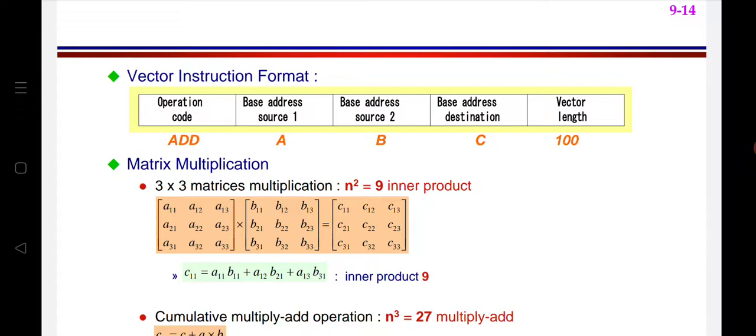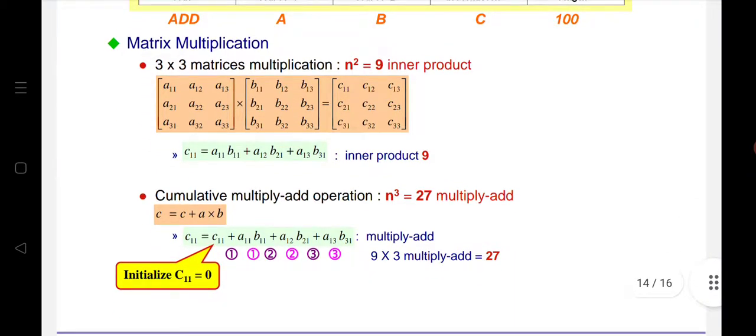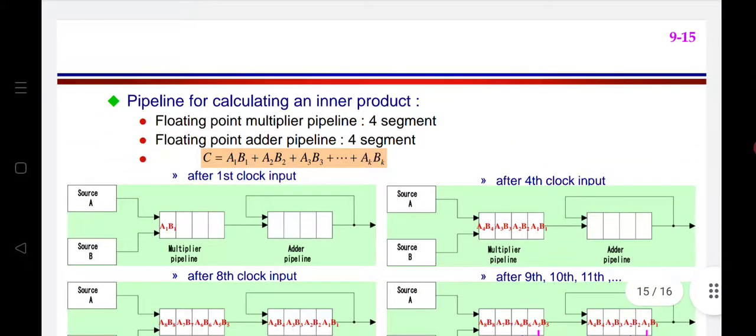Next, what is my vector length? How many times should I go with that operation? That is 100 times. So ADD A, comma B, comma C, comma 100. So this is nothing but a vector instruction format. If I am going to perform matrix multiplication also, then I always go with this type of vector operations.